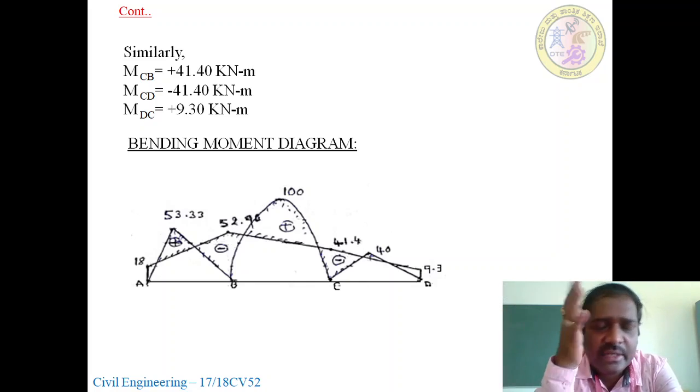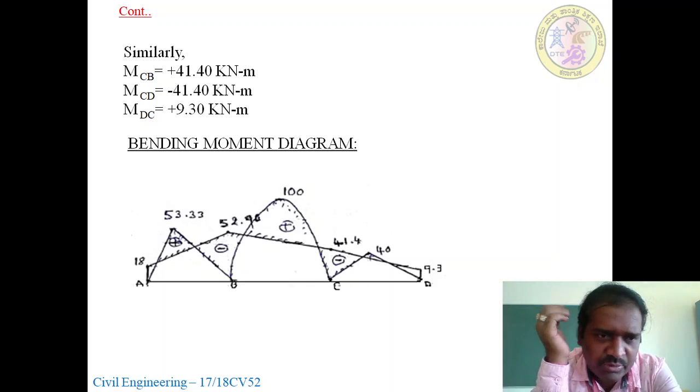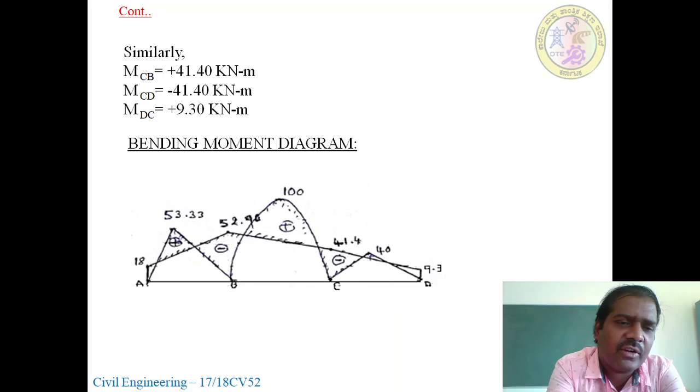Already you have studied this in slope deflection as well as in the moment distribution method. First one is anti-clockwise, so the value is minus 18. Take the height of 18 here. Next come to BA, 52.96, then 41.4. So join all the end points. Join 18, 52.96, 41.4 and 9.3 as per what you have calculated.